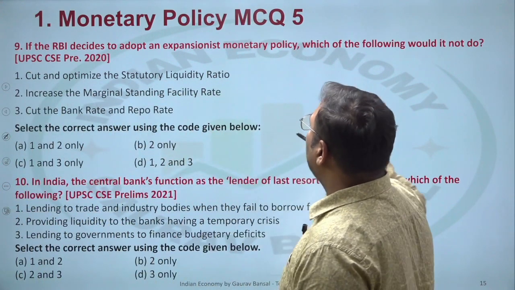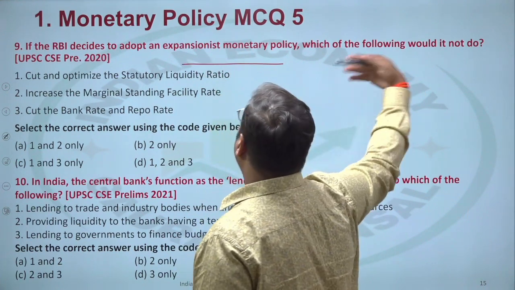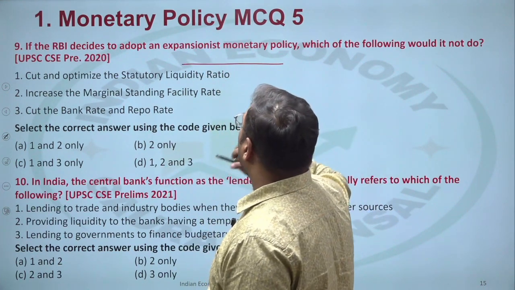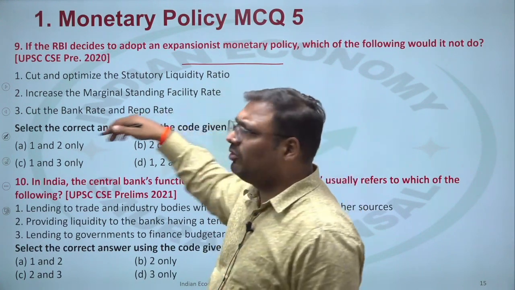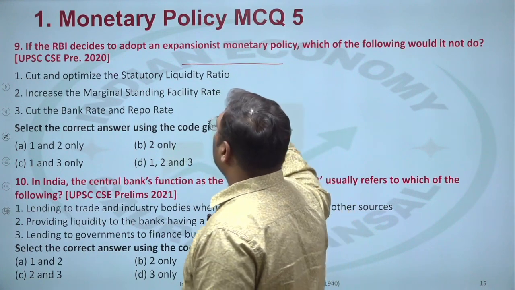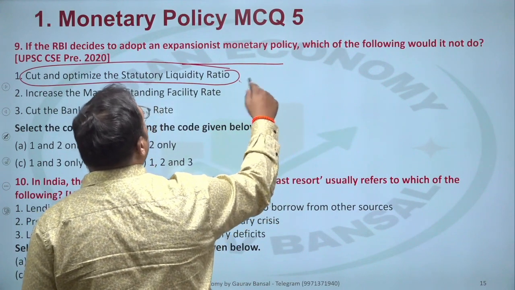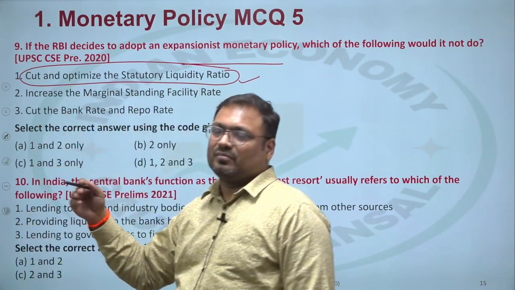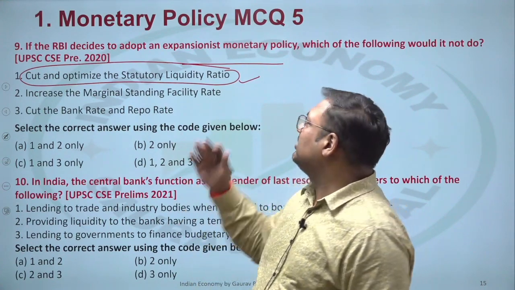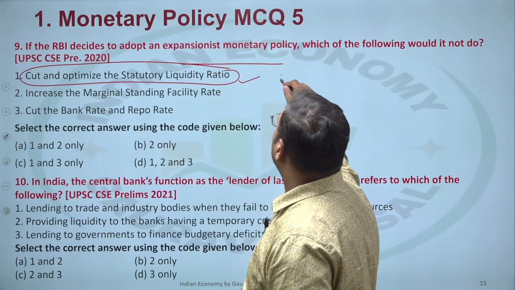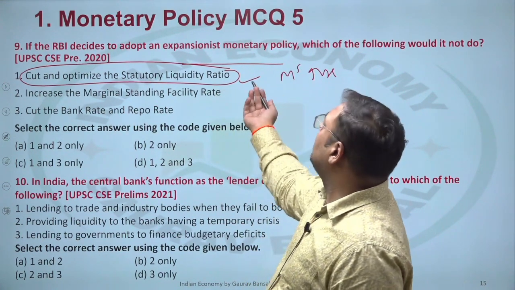Next question, if the RBI decides to adopt an expansionary monetary policy, which of the following will it not do? Okay, very similar question. If they want to increase money supply, what are they not going to do? Any option which decreases the money supply. Cut and optimize the SLR. If they cut the SLR, it will create more funds. Okay, we have discussed that. SLR, CRR, if you increase, money supply goes down. But if you decrease them, money supply goes up. Cut and optimize. So this will increase money supply. So it should do it.